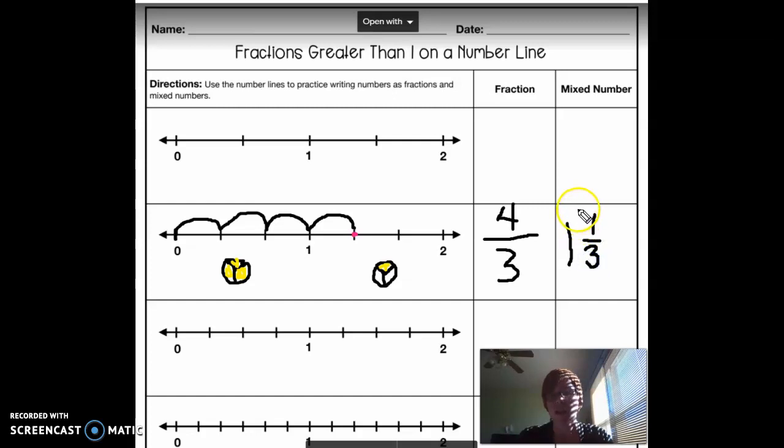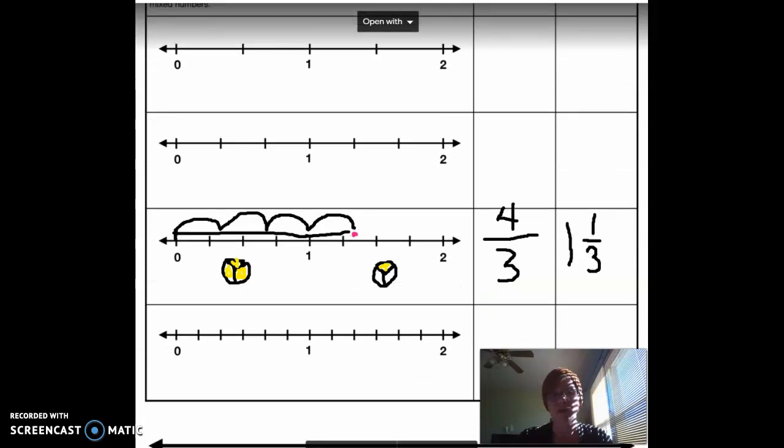Remember, there is an invisible "and" right here in this mixed number between the whole unit and the fraction next to it. So when you see that, I want you to think it's 1 and. This is 1 and 1/3. This number line is 1 and 1/3. So you will do this for every single fraction that you see here on the page.